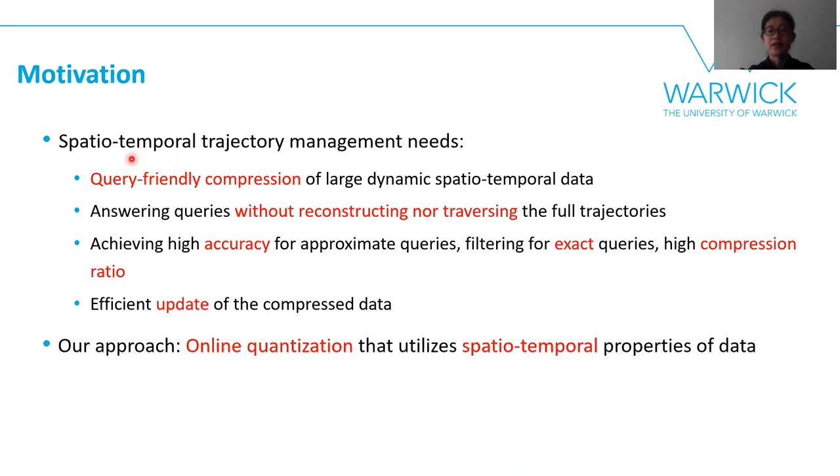For the effective management of spatial-temporal trajectories, we need to achieve several objectives, including query-friendly compression on large-scale dynamic trajectories, answering queries without reconstructing the full trajectories, getting higher accuracy for approximate queries, and supporting incremental updates on compressed data. We aim to achieve all of these. Our approach is an online quantization-based summarization that utilizes the spatial-temporal properties of trajectory data.